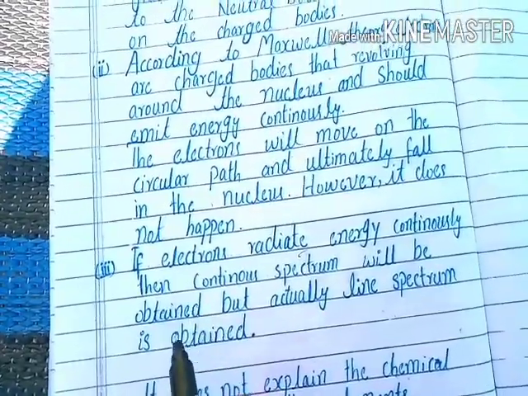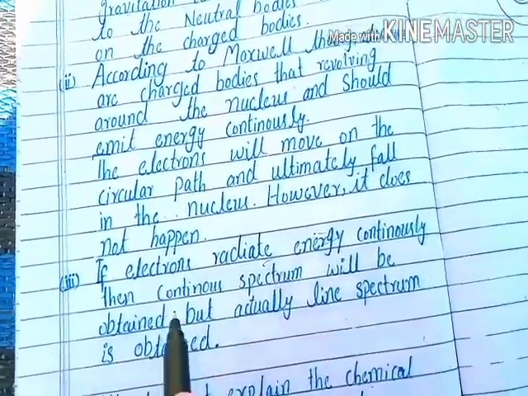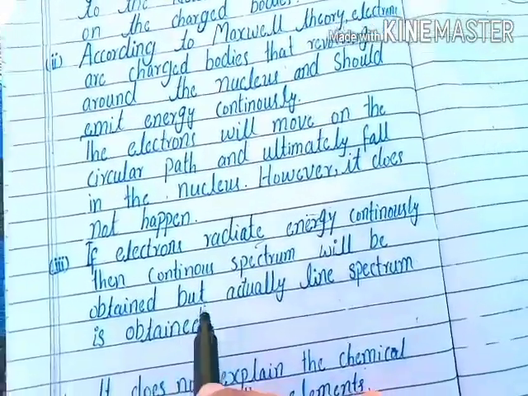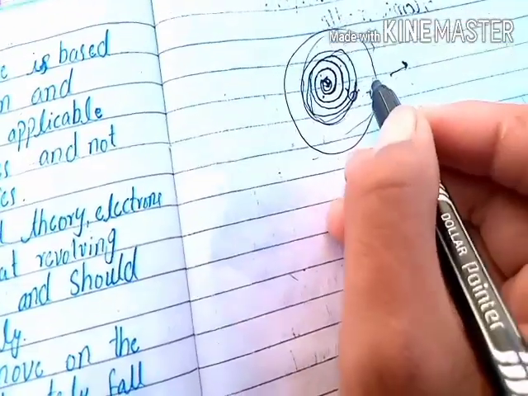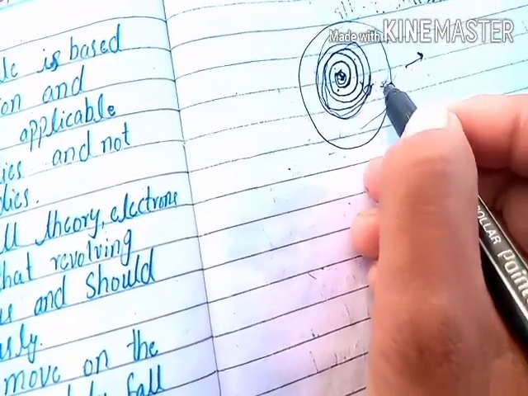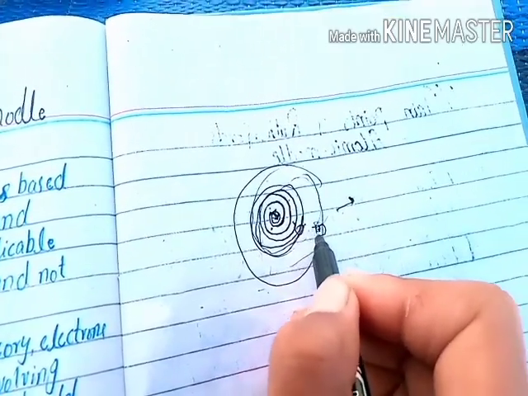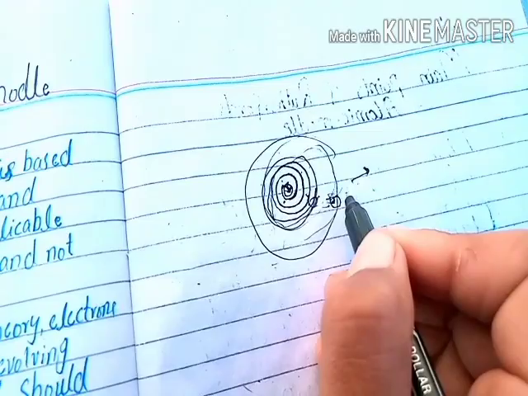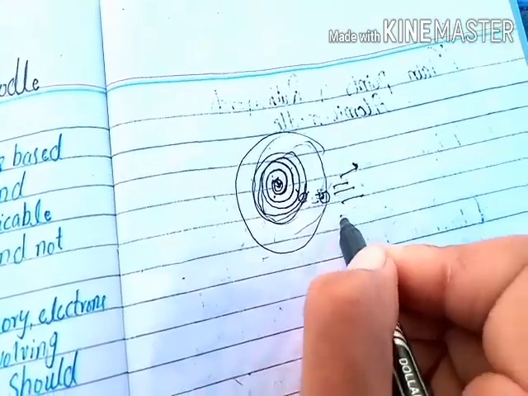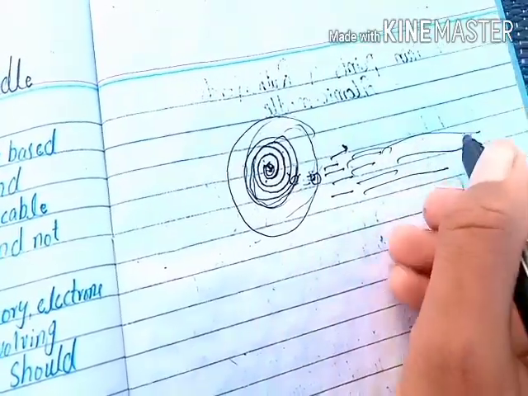Thirdly, if the electron radiates energy continuously, then a continuous spectrum will be obtained, but actually a line spectrum is obtained. Here Rutherford said that when the electron jumps from this shell to a lower shell, it will lose energy, and this energy will appear in a continuous spectrum like this. This is a continuous spectrum.